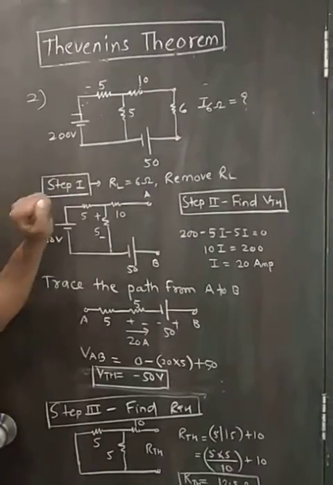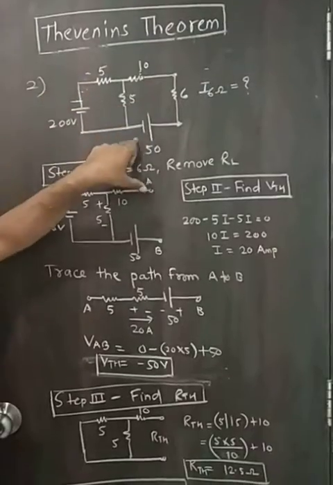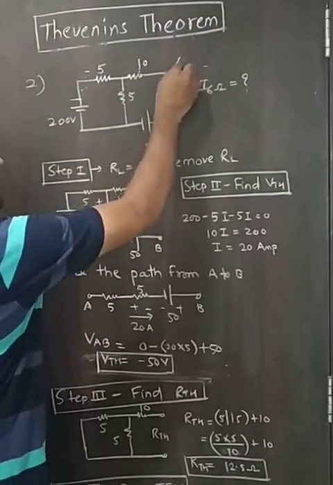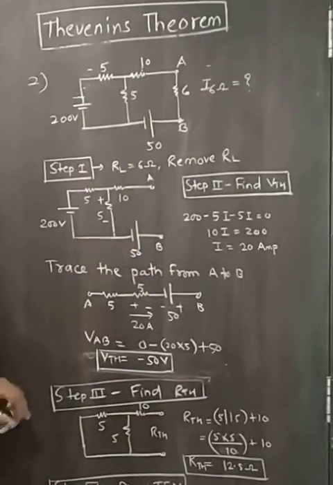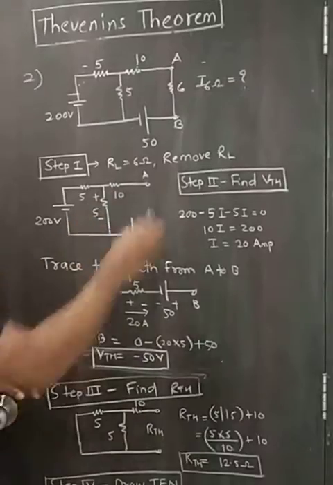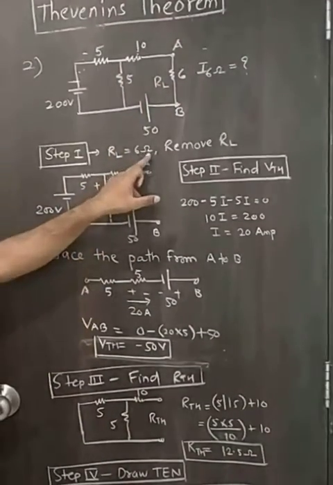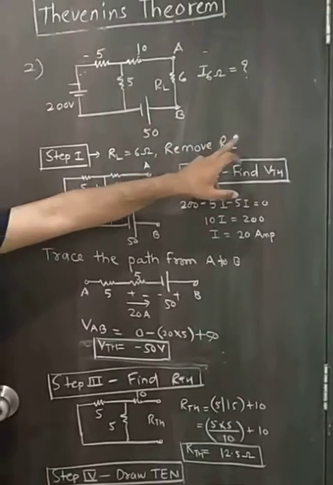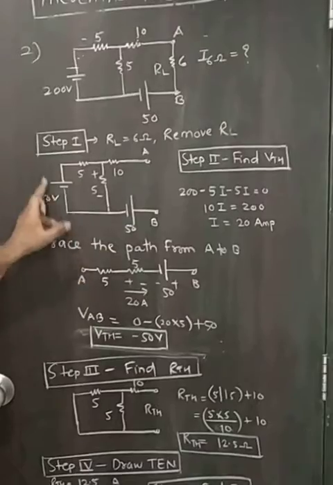Now we will discuss the second numerical based on Thevenin's theorem. In this network, we have to find the current flowing through this 6 ohm branch. Step one: the branch in which the current is to be calculated is considered the load resistance. RL is equal to 6 ohm. Remove RL from the network. After removing RL, your network will look like this.